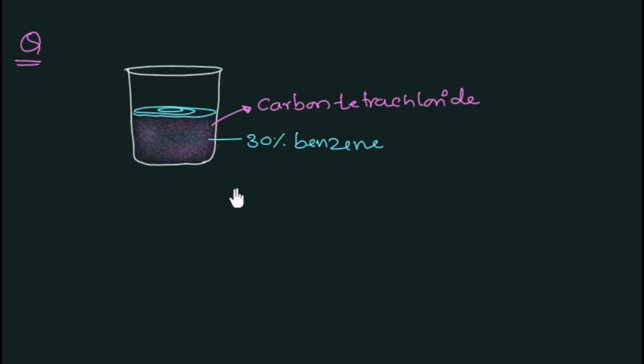Now there are two components. This is the solution. Now we have to calculate the mole fraction of carbon tetrachloride and the mole fraction of benzene. This information is provided. Now we can list some things here. For the solution, the mass of solution we can write as 100 grams. The 100% we can convert to grams.